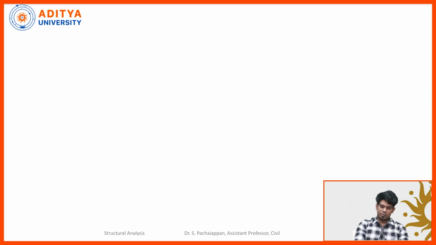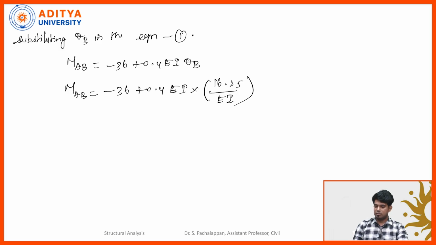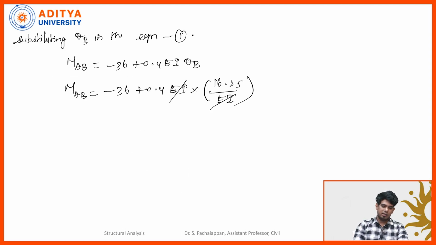Let us see that quickly. First, I am going to substitute theta B in equation 1. So, we know equation 1: MAB is equal to minus 36 plus 0.4 times EI into theta B. We already know theta B, which is 16.25 divided by EI. We already calculated theta B as 16.25 by EI, and we just substituted it here. So, EI will get cancelled. So, we will have MAB is equal to minus 29.5 kilonewton meter.